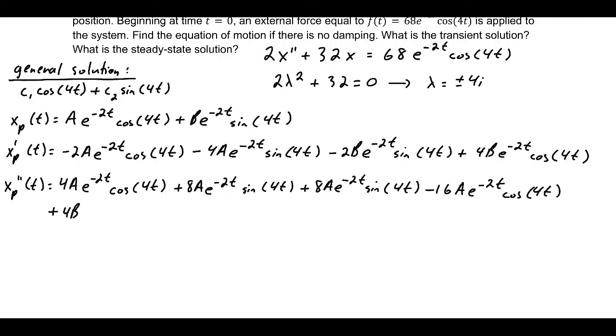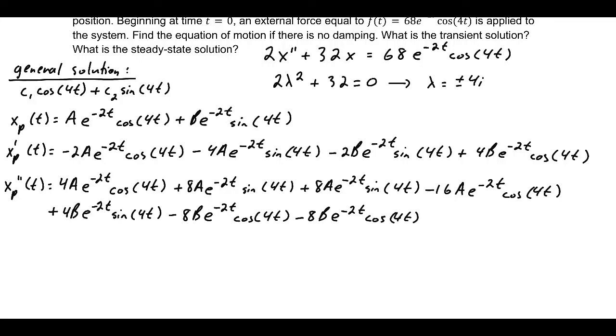plus 4b times e^(-2t) times sine(4t), minus 8b times e^(-2t) times cosine(4t), minus 8b e^(-2t) times cosine(4t), minus 16b times e^(-2t) multiplied by sine(4t).